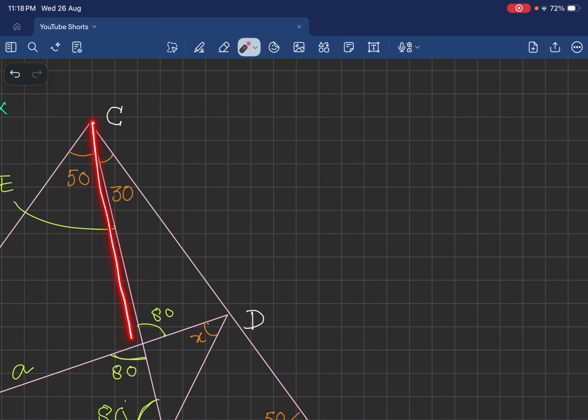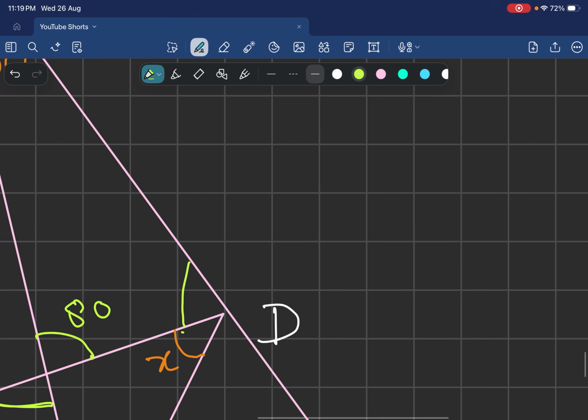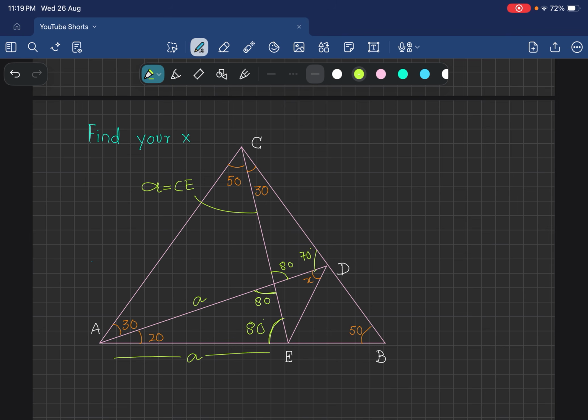Now if you look at this triangle over here, you get this is 30, this is 80, which means this will be 70, right? So let me just write that down. This is 70, and here is the point where you get stuck. You don't know what else to do.